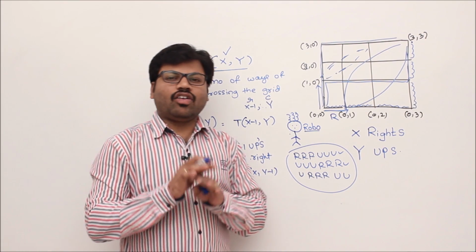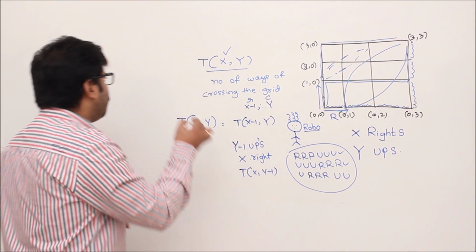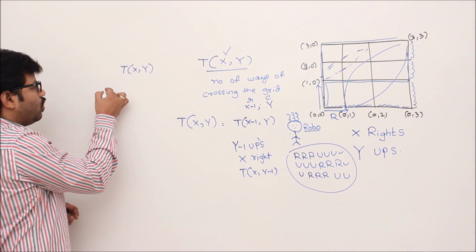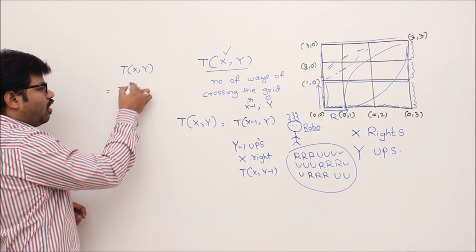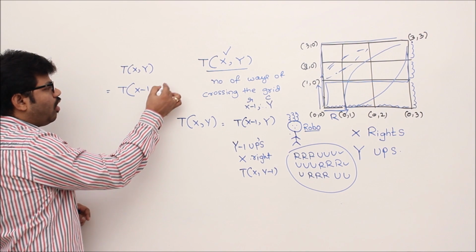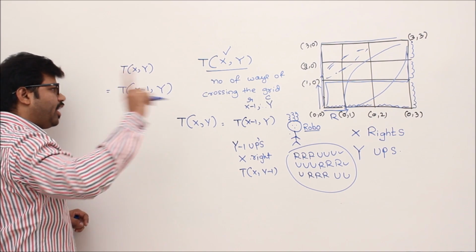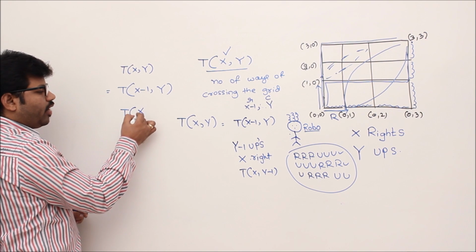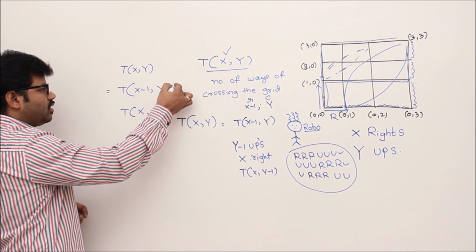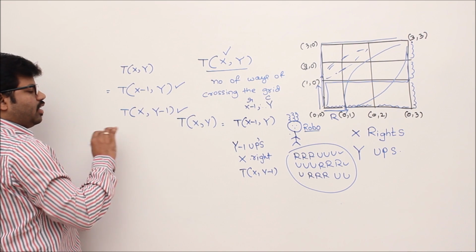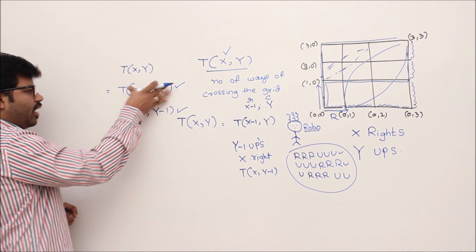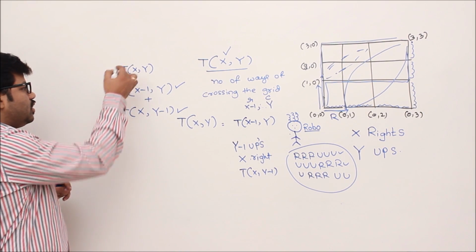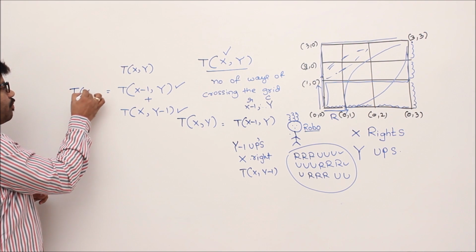So finally I got the answer, that is the total number of ways of crossing x rights and y ups is equal to T of x minus 1 comma y. That means these are all the ways where robo takes right first. If robo takes up first, then the remaining ways are T of x comma y minus 1. These are the ways, and there is no other way other than these two. Then we have to add the total number of ways, right? So these ways plus these ways. So this is the recurrence relation for T of x comma y.